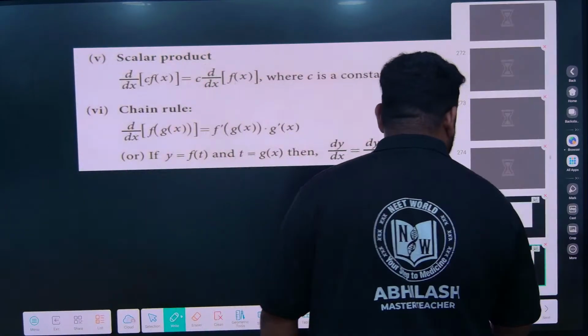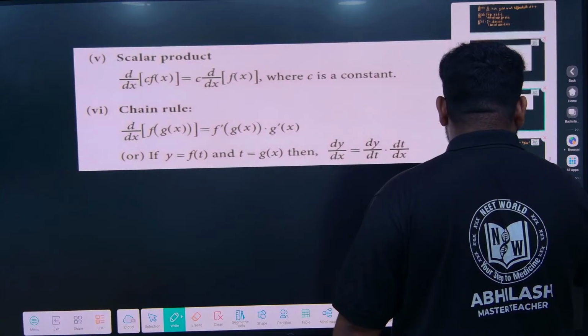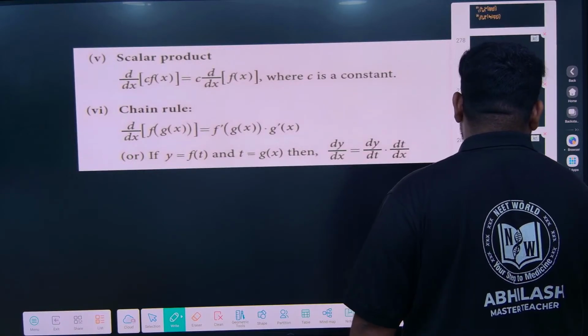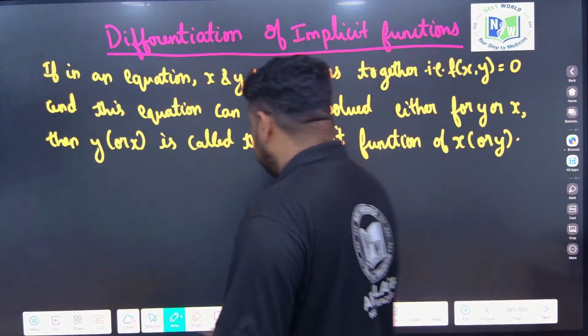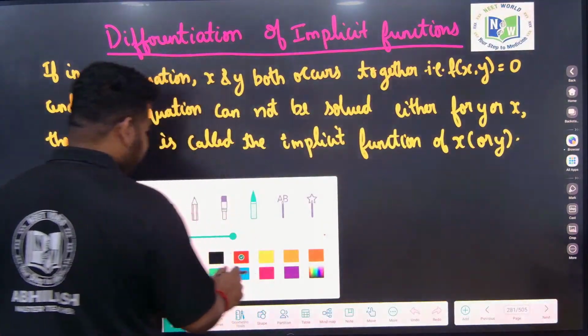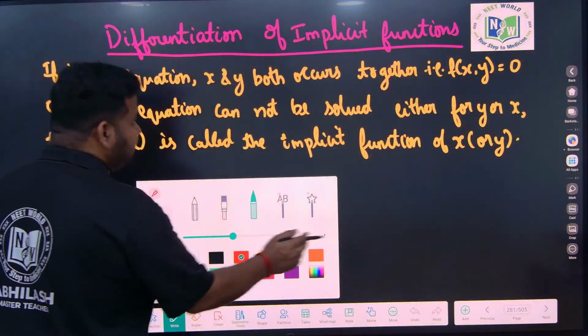Now, proceeding further, today we will be studying various other methods of differentiation. The first thing that we are studying, which is very important, is implicit differentiation. What is that? Implicit differentiation we will be studying now.